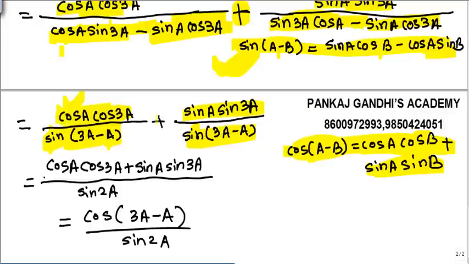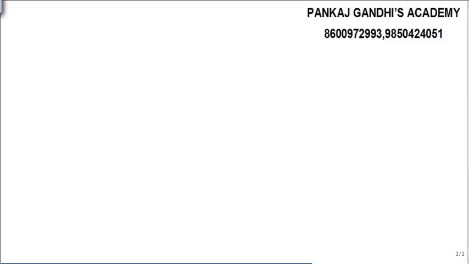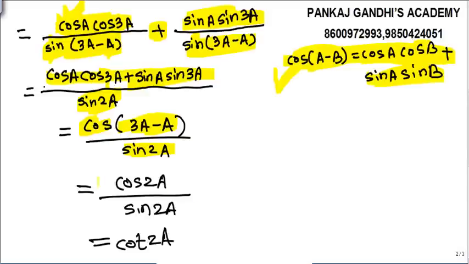So cos A cos 3A plus sin A sin 3A, cos terms and sin terms are there, so obviously we will use this formula. So in the numerator, cos A cos 3A plus sin A sin 3A divided by sin 2A. So it will become cos of 3A minus A divided by sin 2A. And cos of 3A minus A is cos 2A divided by sin 2A. So obviously the answer is cot of 2A. So the answer is cot 2A.